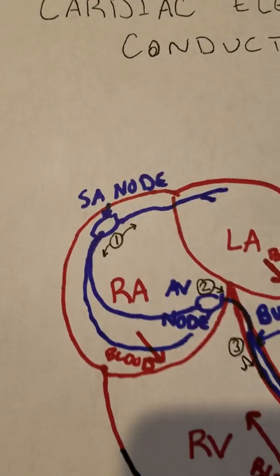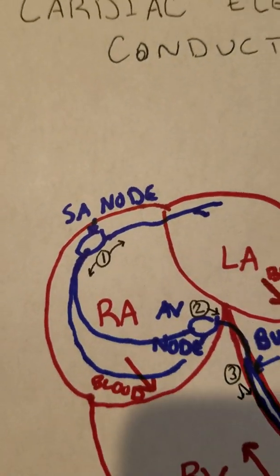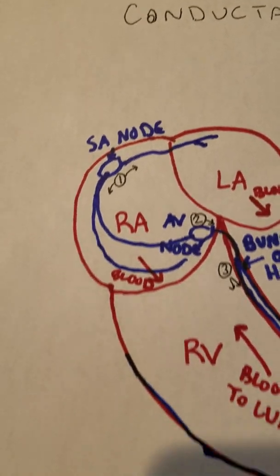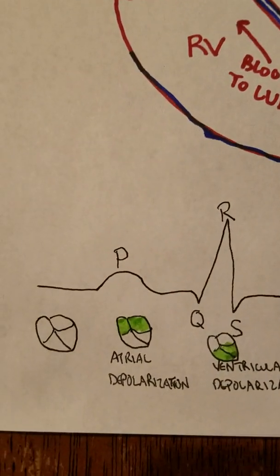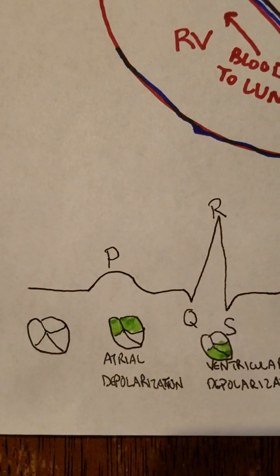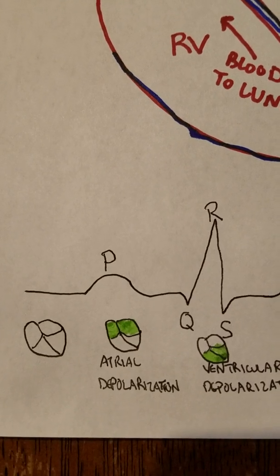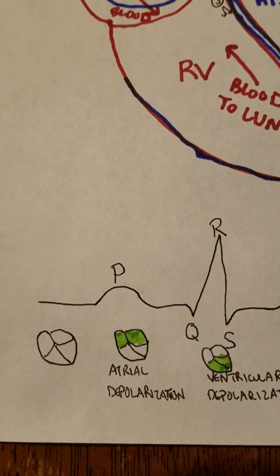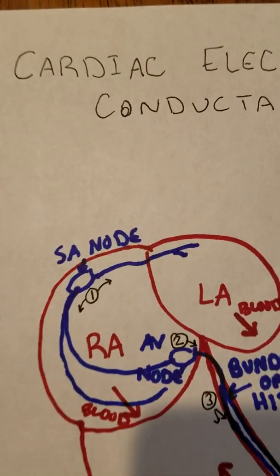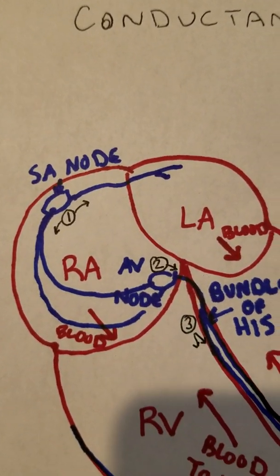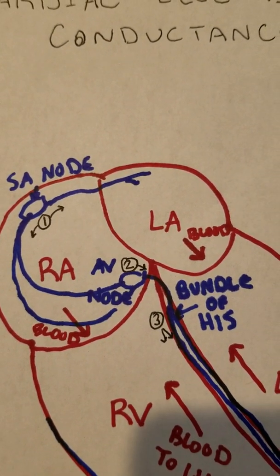So, the impulse begins with the SA node. This can be seen on an EKG scan as a P wave, and it represents atrial depolarization, which is coupled with atrial contraction. From here, the impulse travels to the AV node, or the atrioventricular node.